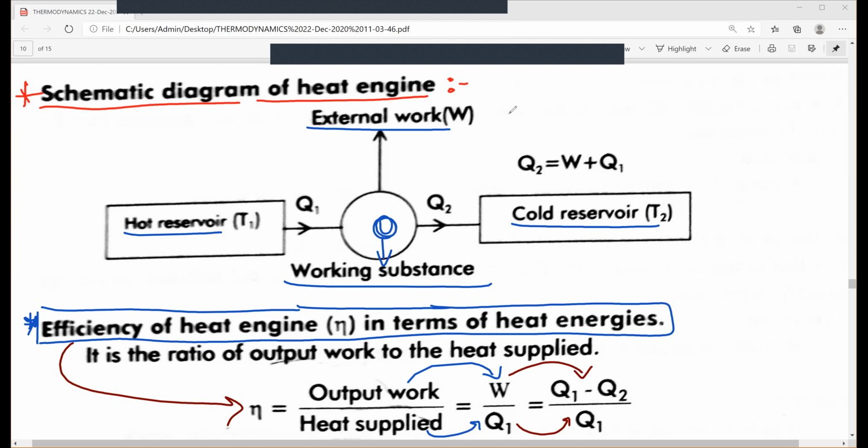Q1 is the amount of heat supplied by the source. Q2 is the amount of heat rejected to the sink. W is nothing but Q1 minus Q2, that is the work done. T1 is the temperature of the source, T2 is the temperature of the sink.